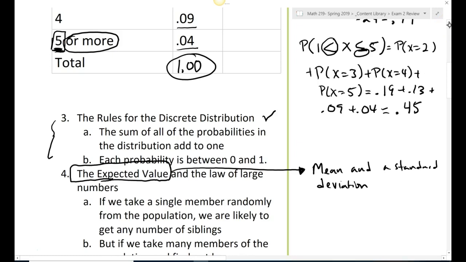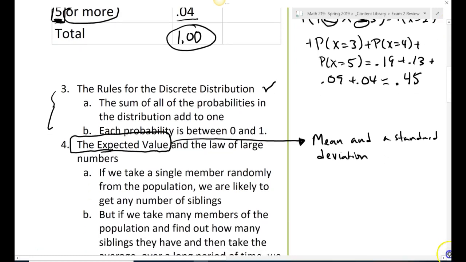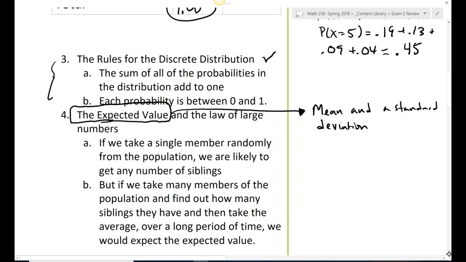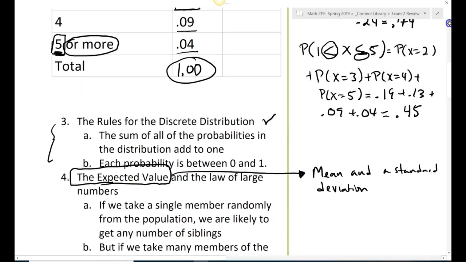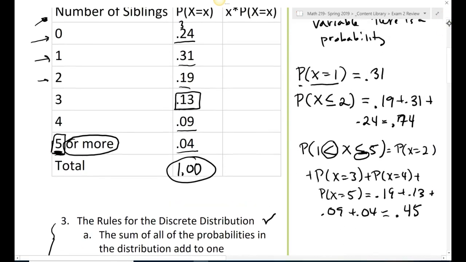Now, the idea of the expected value is this. If we take a single member randomly from the population, it could have any range of numbers of siblings in this case. So we pick somebody at random, they might have 0 siblings, or 1 sibling, or 7 siblings. And they're not all equally likely. How do we know that? We know that because the distribution here shows that the most likely number of siblings we're going to get is 1 sibling. And the least likely is going to be the 5 or more, because it has the smallest probability. But we could theoretically get any amount if we picked one of them.